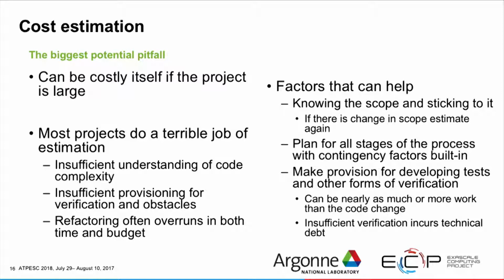So the factors that can help are knowing the scope and sticking to it, which means that if for some reason during the process of refactoring you find that you need to have a change in scope, then you should re-estimate the cost attached to it. One should plan for all stages with some contingency factors built in, because they are going to happen. It's a given that they are going to happen. There is no one who is ever able to plan a large-scale refactoring without having unexpected things happen.